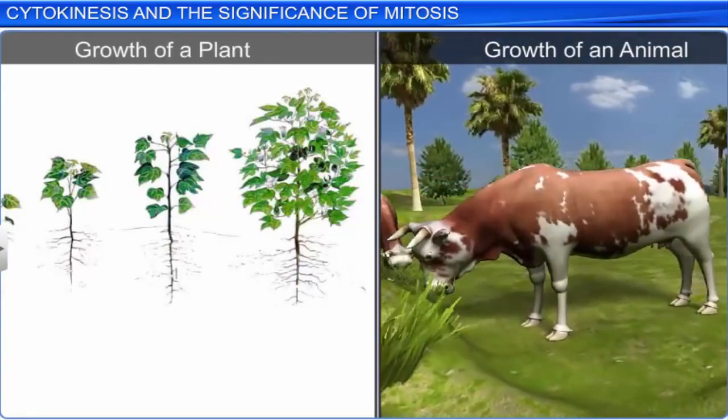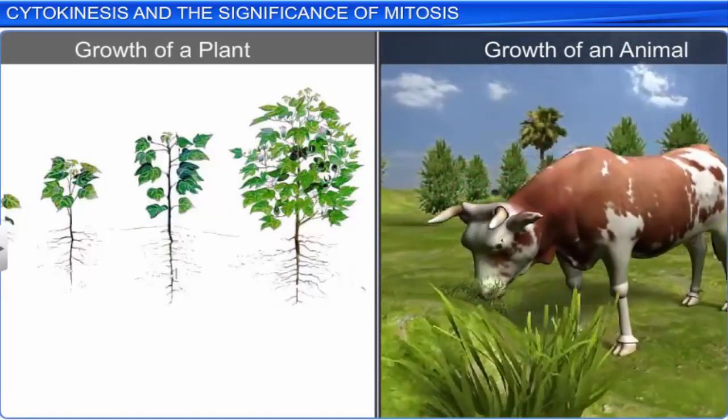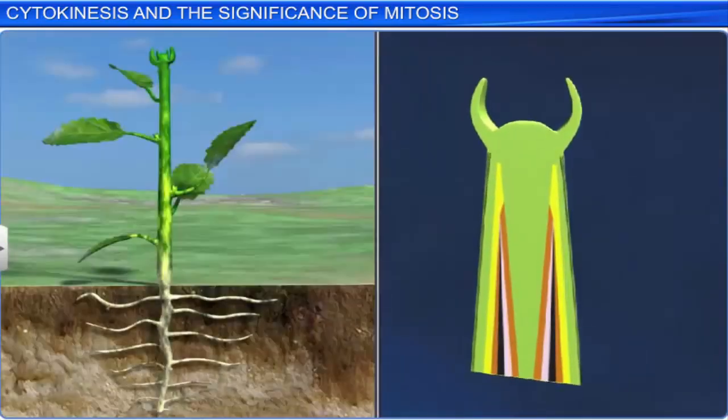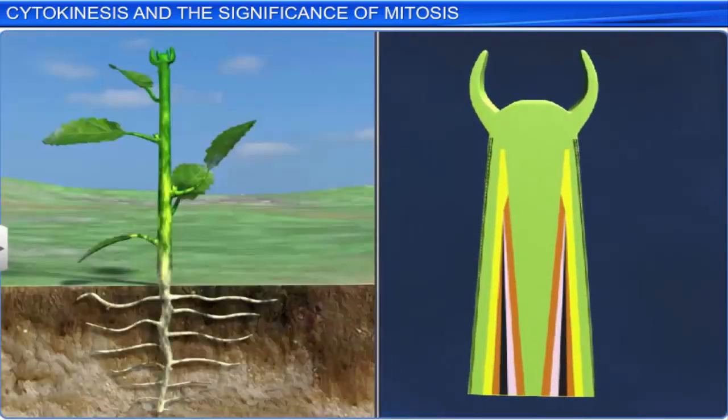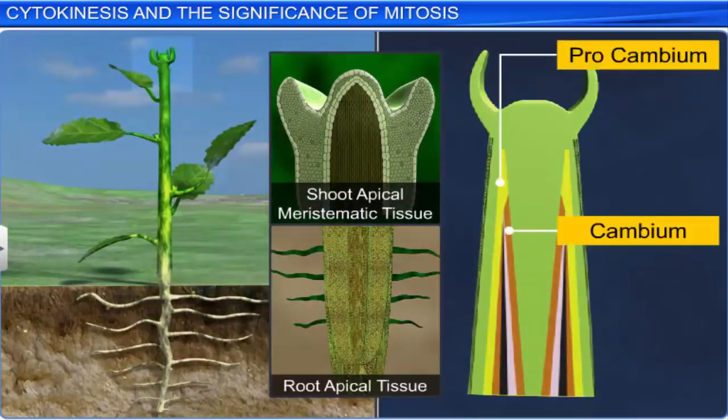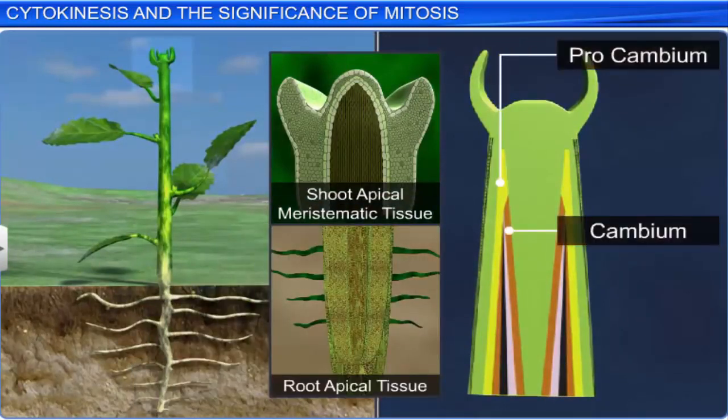Mitosis, or mitotic division in somatic cells, is responsible for the growth of multicellular organisms. In plants, meristematic tissues, namely the apical and the lateral cambium, divide actively by mitosis, leading to the continuous growth of the plant throughout its life.